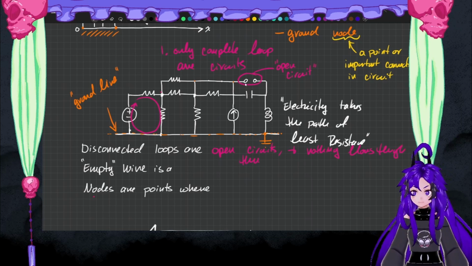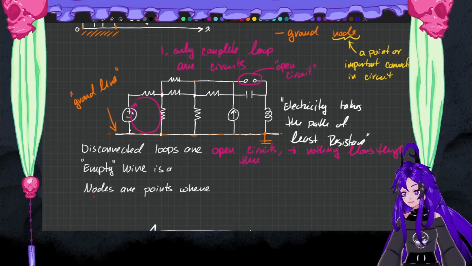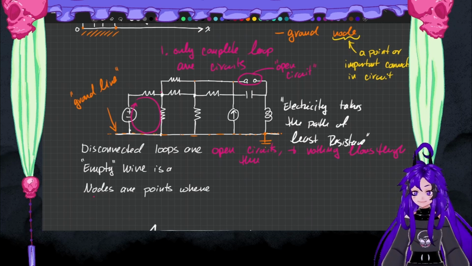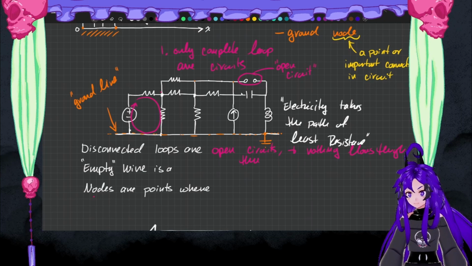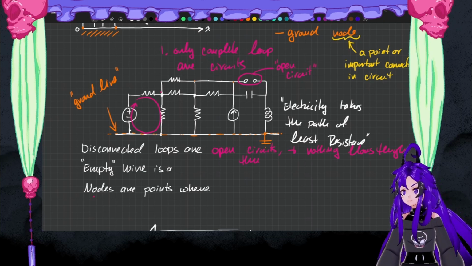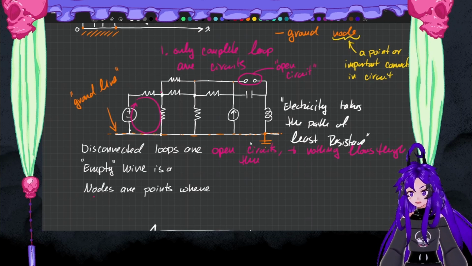Nothing happens. I mean, it can't. You have to have a complete loop to have a circuit. And this is a broken loop, so it's not a circuit. The next thing is picking out nodes.